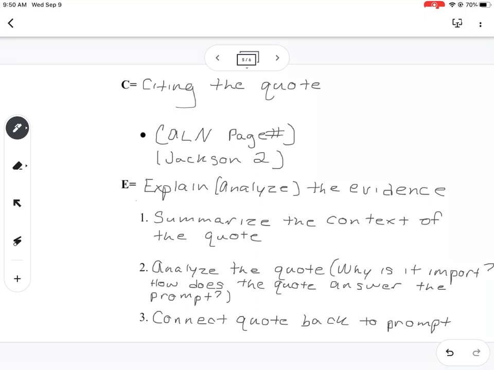So this, I say, is about 4 sentences, but it can be more, okay? You don't want it to be less than 4 sentences, which means number 1 is 1 sentence, number 2 is about 2 sentences, and number 3 is about a sentence. But as I said, number 2 can have as many sentences as you feel needs within reason.